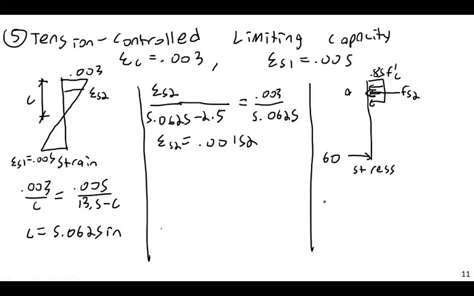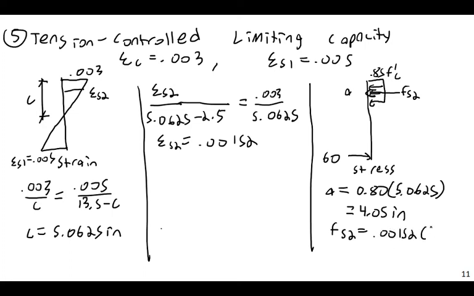So let's get those. A, I'm not going to bother calculating 0.85 F prime C. We've done that to death already. A is equal to 0.8, same thing as before, times 5.0625, again, just beta 1 times C, and this comes to 4.05 inches. And FS2, the stress in the compression steel, is going to be equal to 0.00152 times E, or times 29,000 for steel, and that is going to equal 44 KSI.